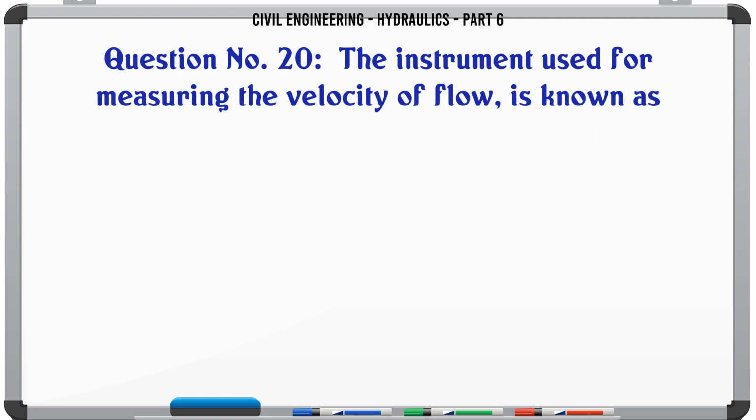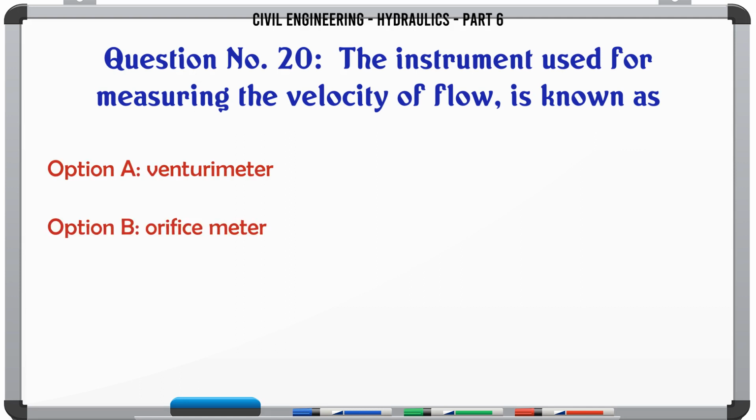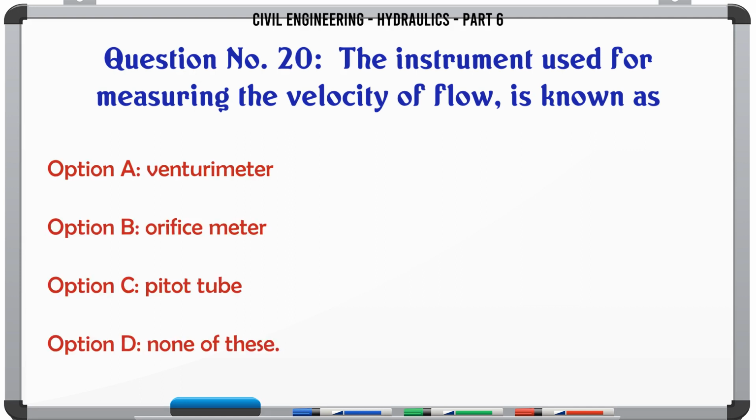The instrument used for measuring the velocity of flow is known as: A. venturimeter, B.